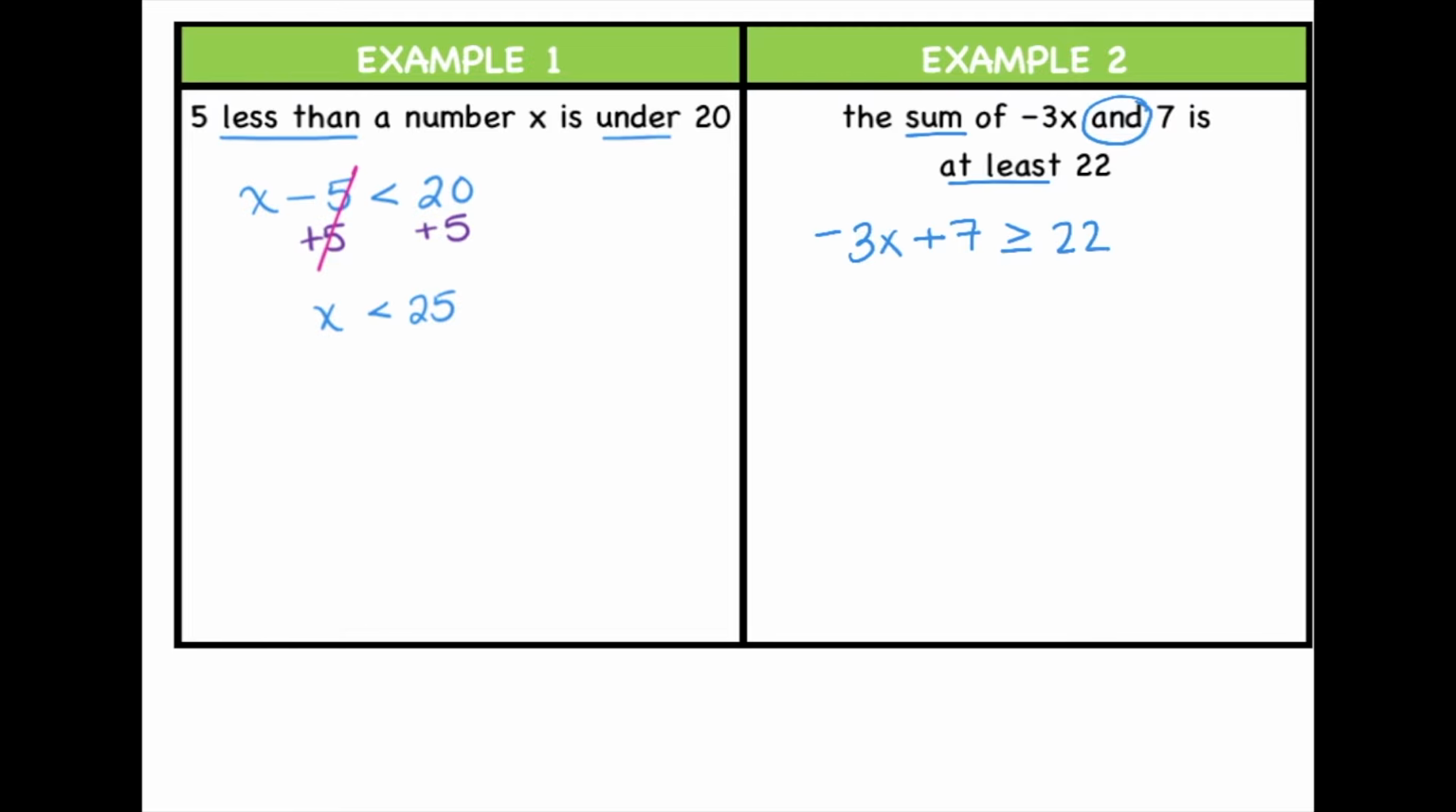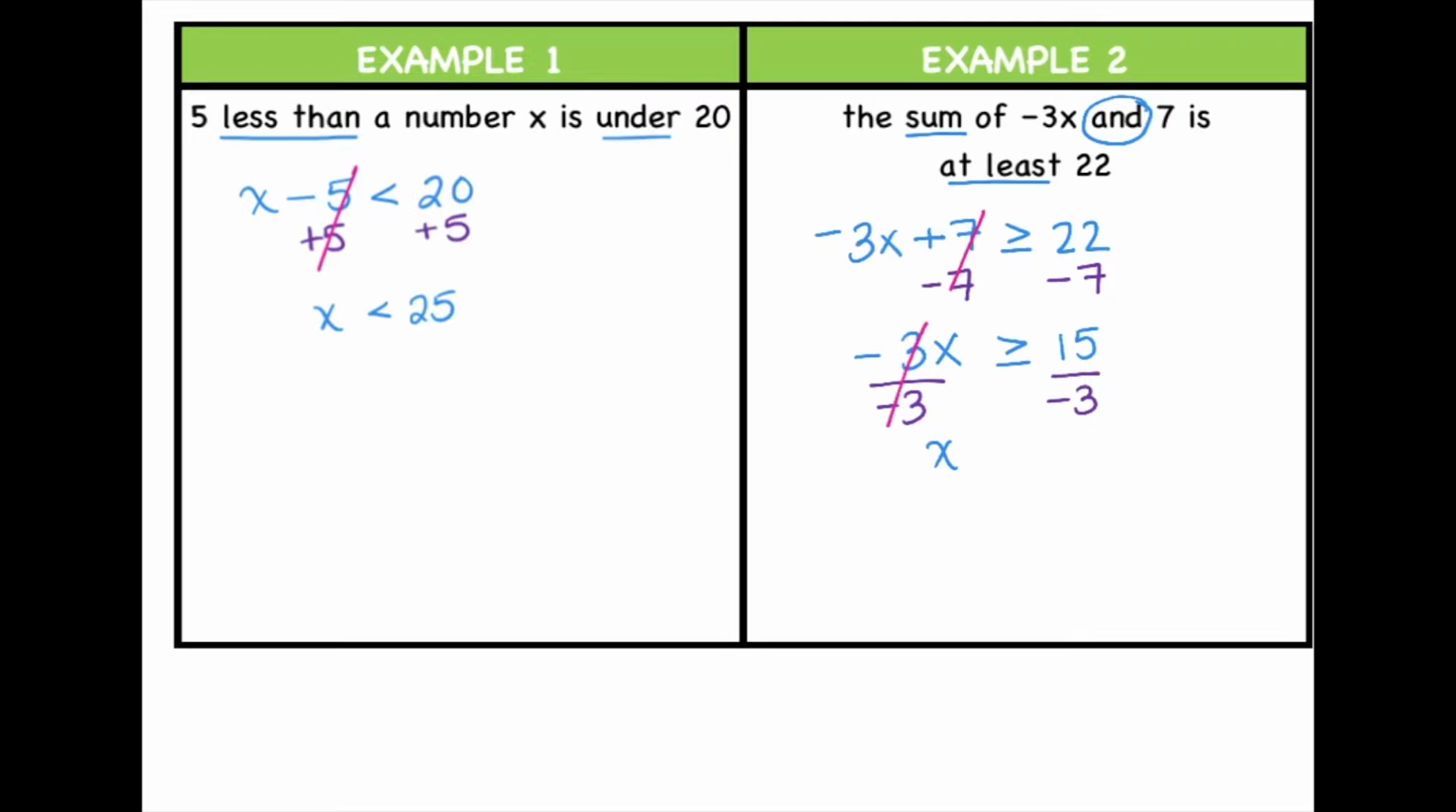So using our inverse operations, I'm going to first start with subtracting 7 on both sides. That way I cancel out the 7 on the left-hand side, and that leaves negative 3x on the left. We bring down our inequality symbol, which is greater than or equal to, and we have 15 on the right. Now I need to isolate x by doing the inverse of multiplication, which is division. On the left-hand side, it cancels out the negative 3, leaving us with just x on the left.